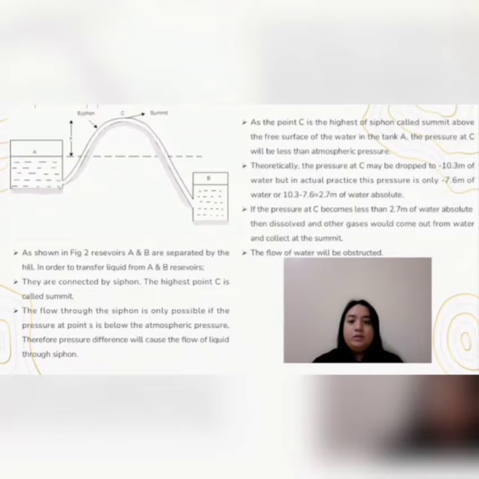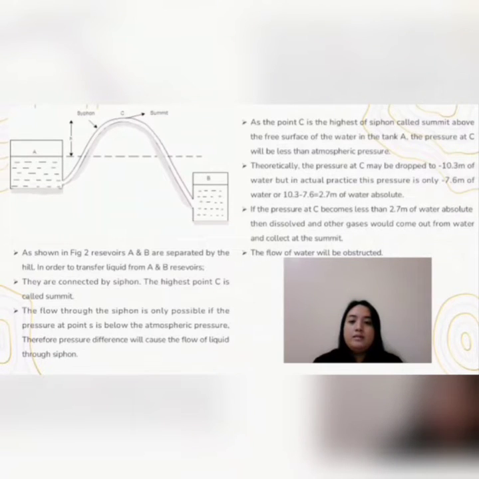As shown in figure 2, reservoirs A and B are separated by a hill. In order to transfer liquid from reservoir A to B, they are connected by a siphon. The highest point C is called the summit. The flow through the siphon is only possible if the pressure at point C is below atmospheric pressure. Therefore, the pressure difference will cause the flow of liquid through the siphon.